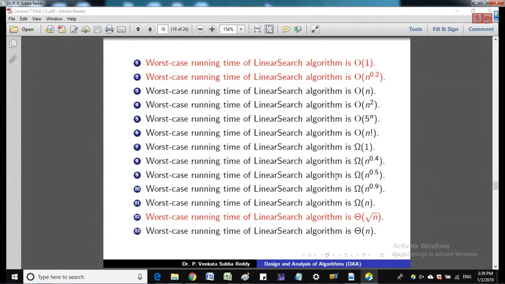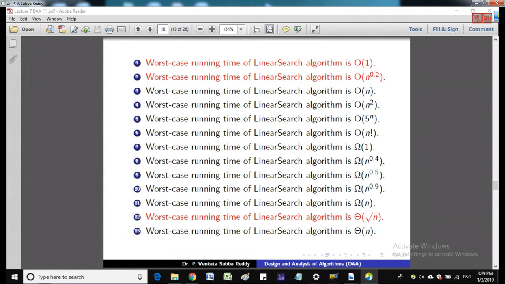n greater than or equal to n power 0.5, correct. n greater than or equal to n power 0.9, correct. n greater than or equal to n, correct. Now if I say the linear search algorithm is big omega of n square, then it becomes wrong. Why? Because n is not greater than or equal to n square with respect to growth.